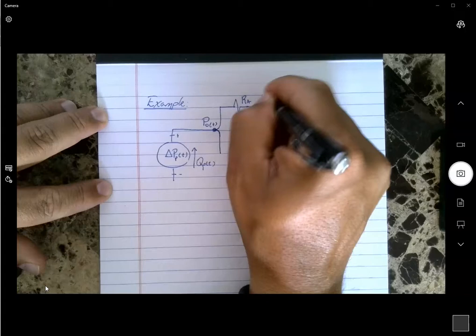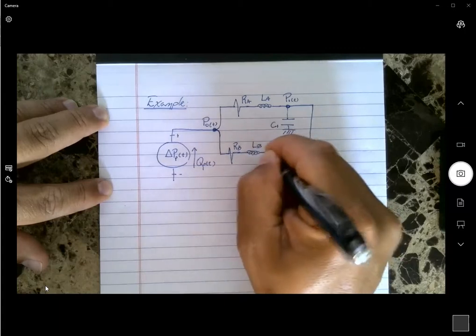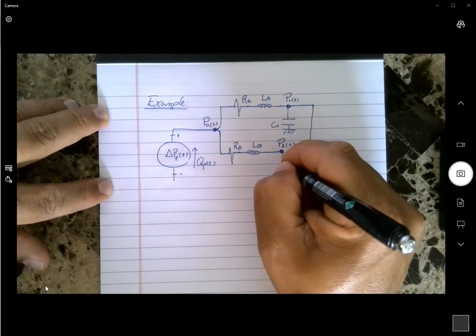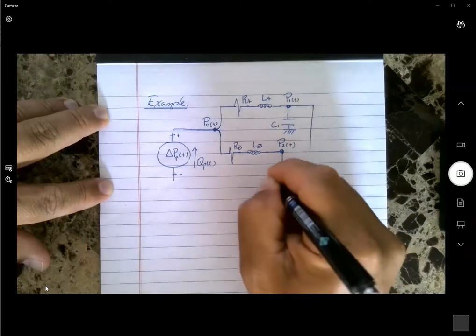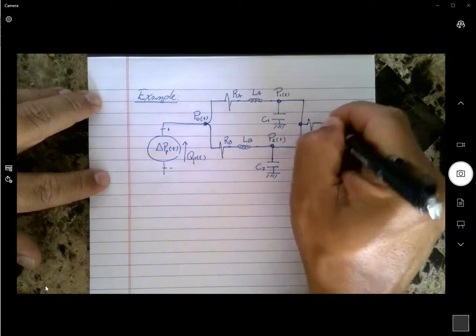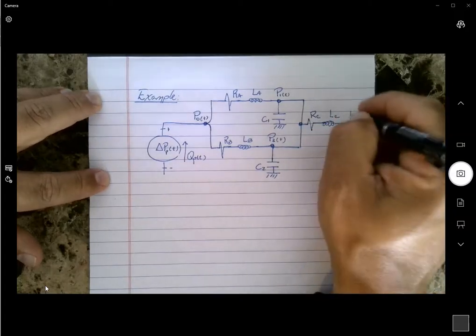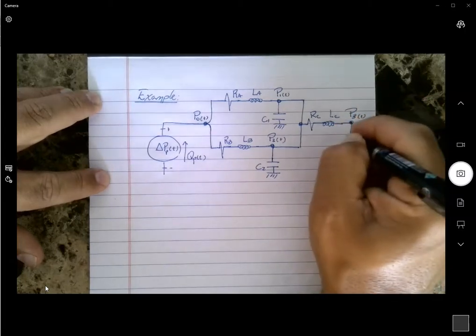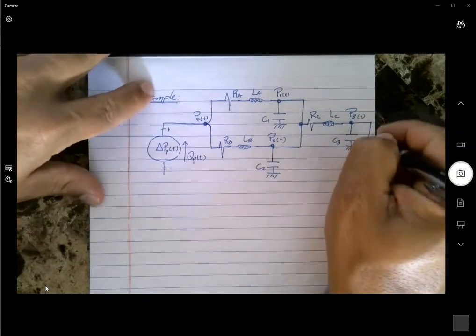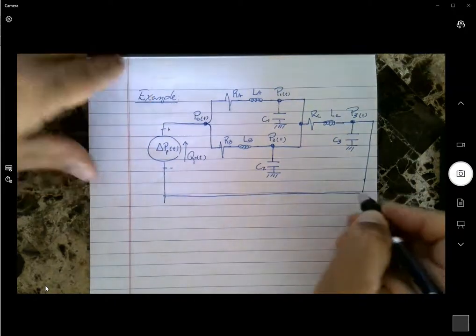On the lower branch, we have RB, LB, then we have a node here. We're going to state this as P2, connected to a capacitor C2. And then these two connect, and then we have a node here. We have RC, LC, and then we have another point here, which we're going to call P3, and this is C3, and then this returns to the pump.